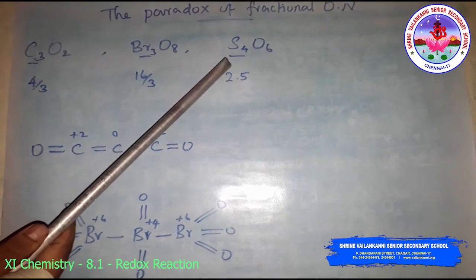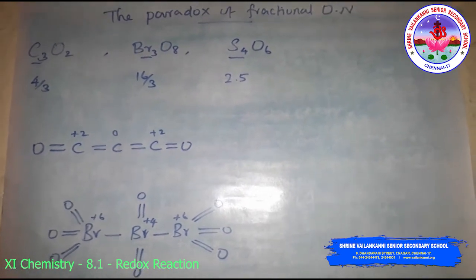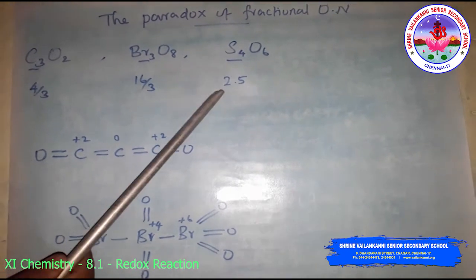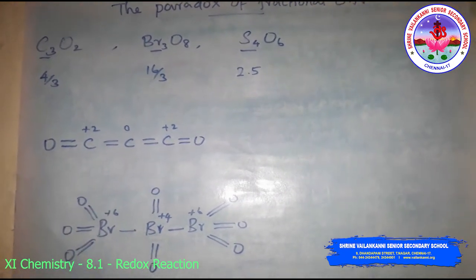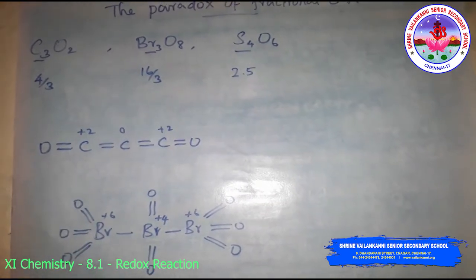And this is the tetrathionate ion. Here the oxidation state of sulfur is 2.5. And the SO4 2 minus, this is having 2 minus.